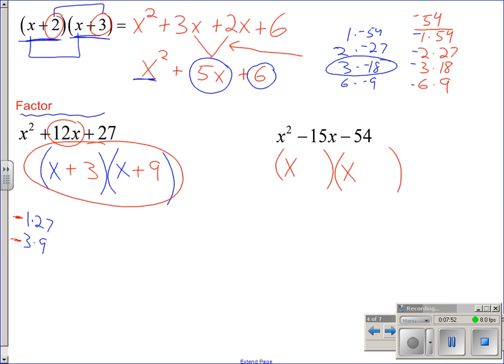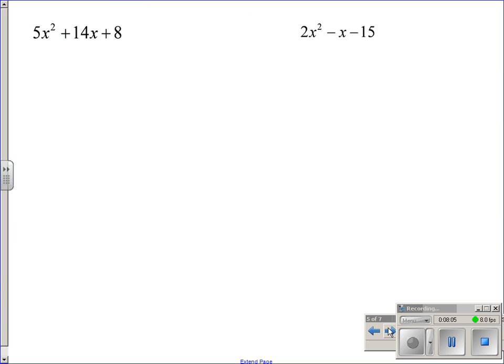You got to be looking right here. 3 plus a negative 18 is negative 15. So this is a positive 3 and a negative 18. And there's our answer. Okay, this is the factoring. Now, it gets a little bit tougher when the term in front of, or the coefficient of x squared is not 1, but you're still doing the same kind of stuff.